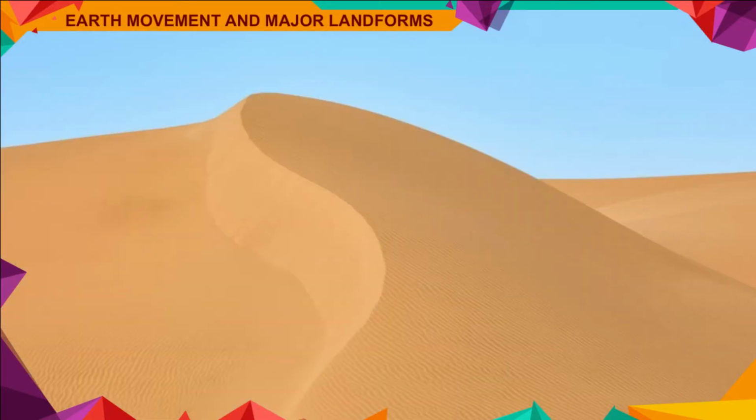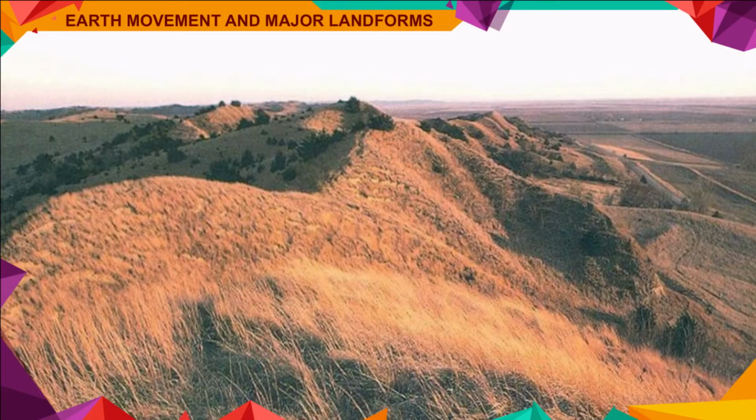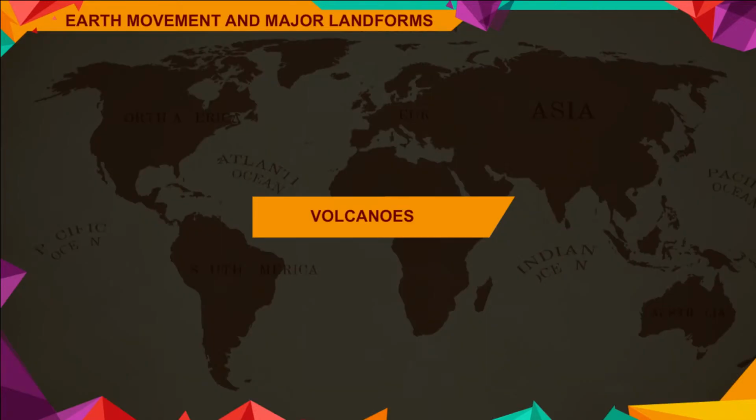When it stops blowing, the sand falls and gets deposited in the low hill-like structures. These are called sand dunes. When the grains of sand are very fine, the wind can carry it over very large distances. When such sand is deposited in large areas, it is called loess.